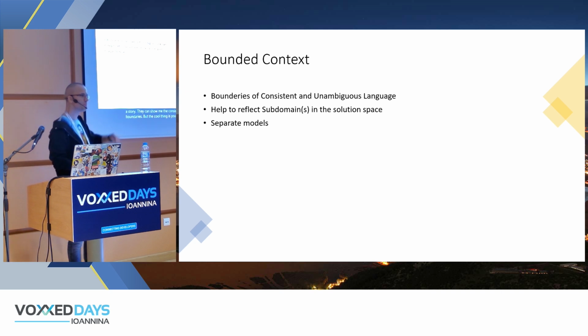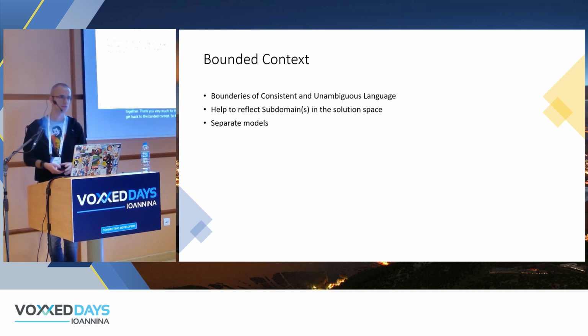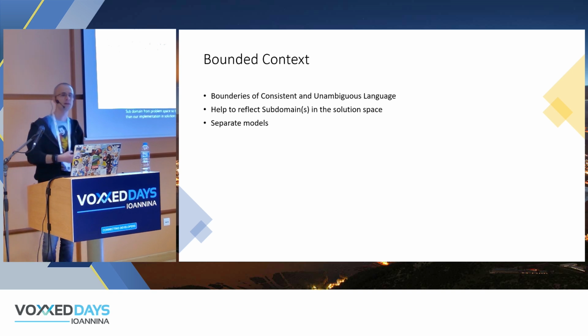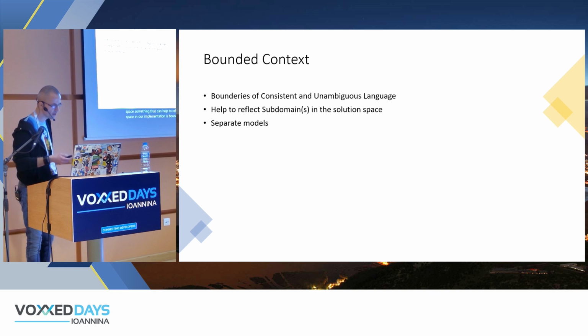Okay, so let's get back to the bounded context. If the ubiquitous language is within the boundaries, in DDD, the boundary is named a bounded context. This is our subdomain from problem space, so this is much wider than our implementation. In solution space, something that can help to reflect problem space in our implementation is the bounded context. This is the area where we've got everything consistent, where we don't need any additional interpretation.